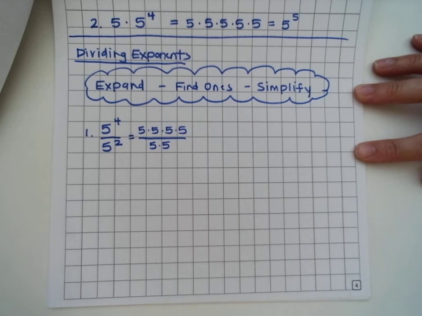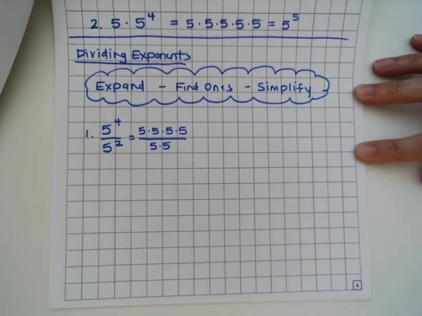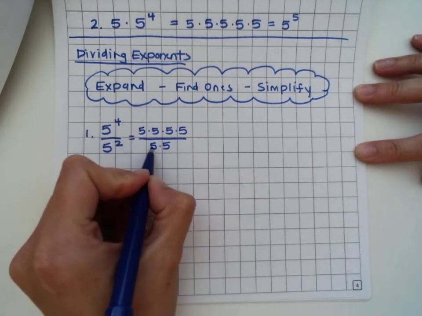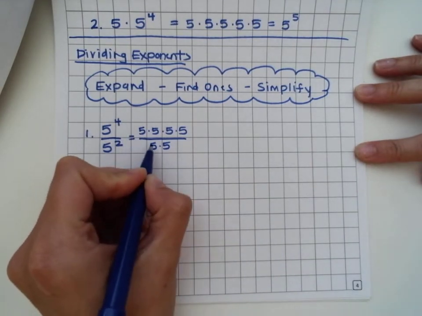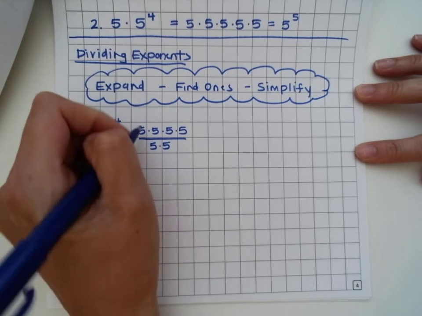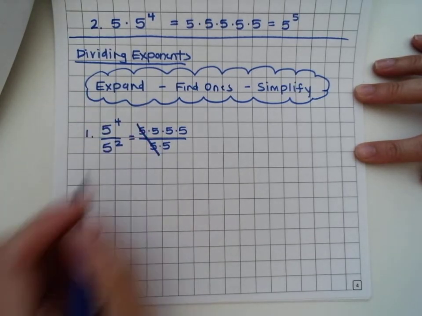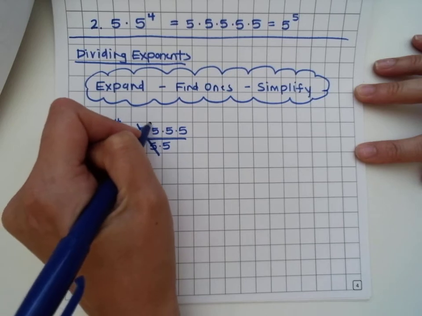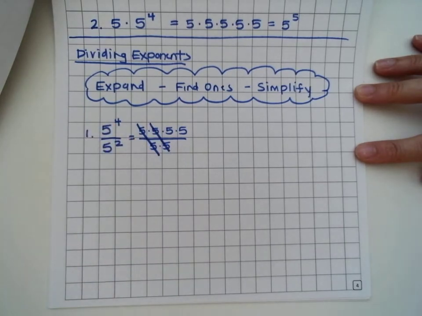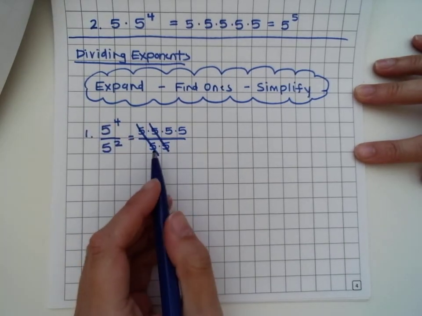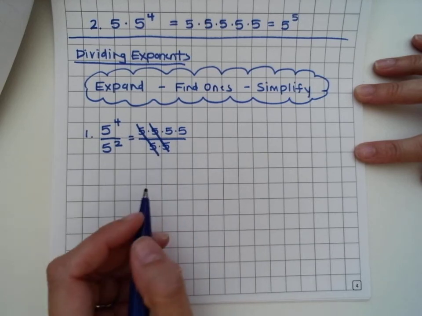Okay, then we're going to find ones. So ones are where the top and the bottom are the same. We call these ones because if you divide 5 by 5, 5 divided by 5 is 1. So you're going to cross off those ones because 5 divided by 5 is 1 and 5 divided by 5 is 1. And then whatever you didn't cross off, that is your answer.